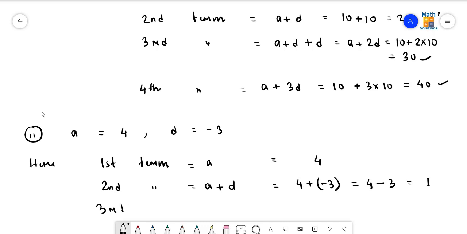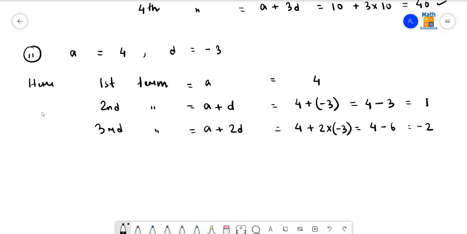Then the third term will come as A plus 2D, of course. Then 4 plus 2 into minus 3 I can write here. Then 4 minus 6, the result will come as minus 2. And then coming to the fourth term, I shall be getting the fourth term A plus 3D, and it will be 4 plus 3 into minus 3. The result will be 4 minus 9, and I shall be getting minus 5.